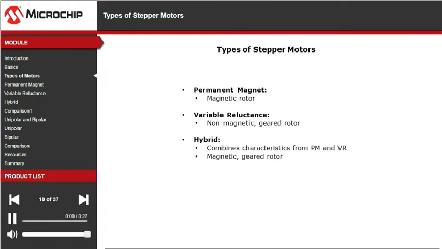The first type, already discussed somewhat in this module, the permanent magnet stepper motor, has a magnetized rotor. The next type, a variable reluctance type motor, replaces the magnetic rotor with a geared, non-magnetized, soft iron rotor. Finally, the hybrid type of motor combines characteristics from both the permanent magnet and variable reluctance motors. This type of motor offers very high rotational resolutions as well as improved torque.